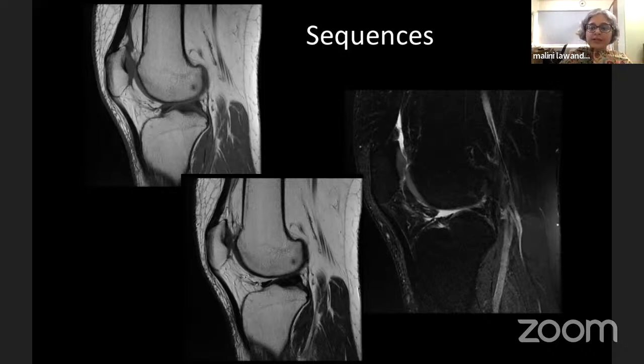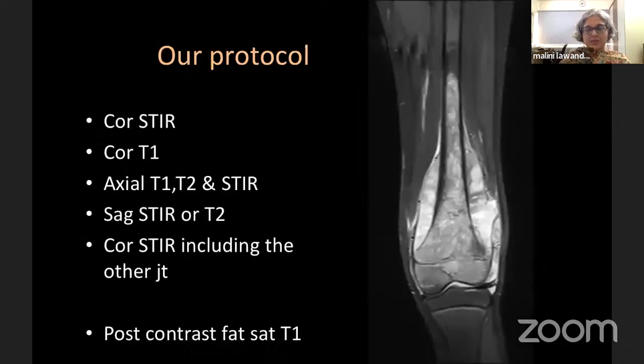When I talk of internal derangement, for example, meniscal injury, ligament injury, I'm talking of proton density, another sequence, but we are not coming to that here. In tumor imaging, it has to be a combination of these, because often what happens, the wrong sequences can lead to difficulty in making a diagnosis. So what's the protocol that we use in our practice?